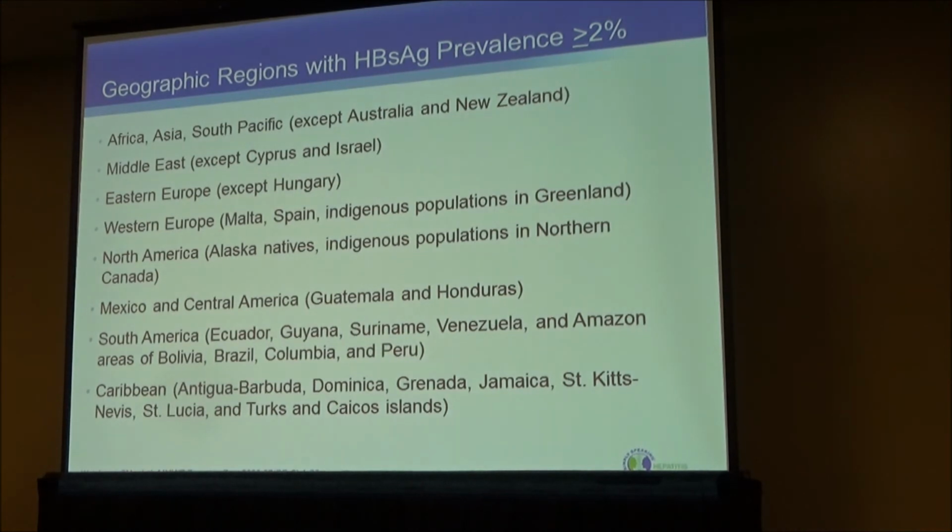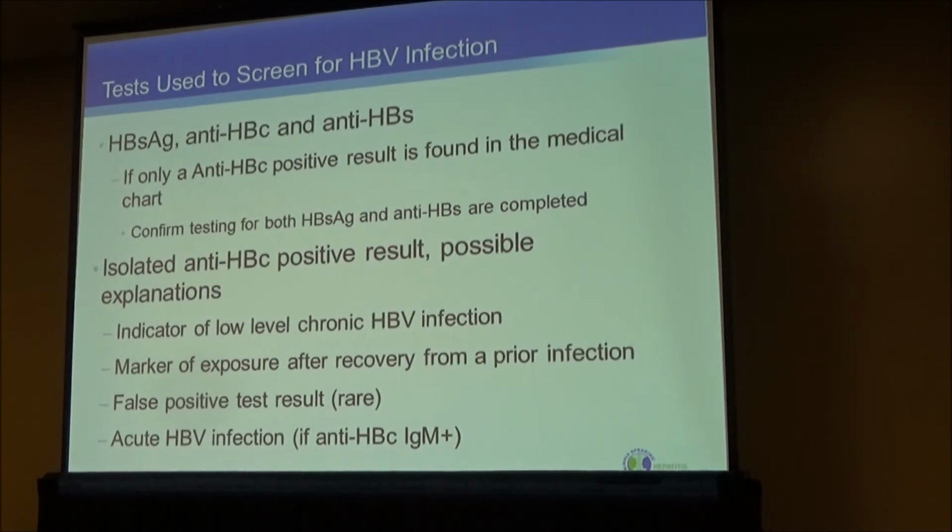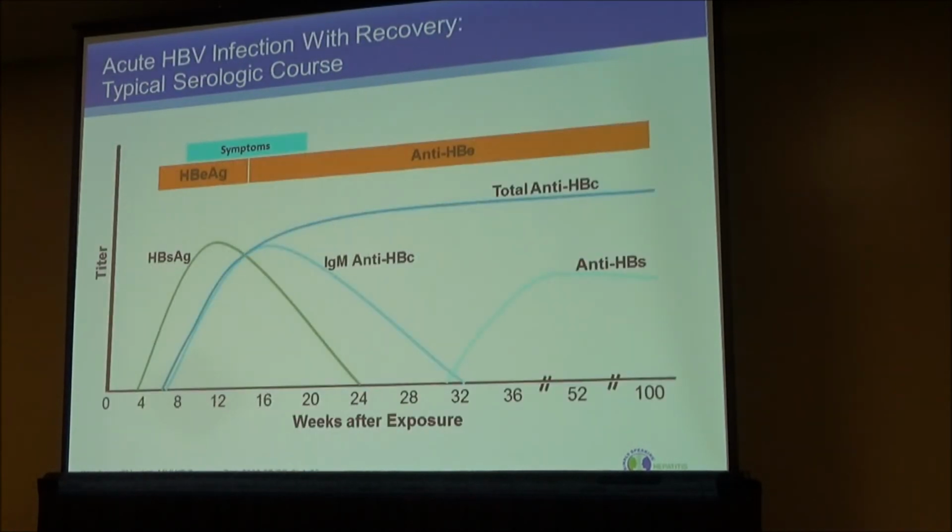Look at all these areas of the world with a surface antigen prevalence of over 2%. Most of the world, right? We're missing the US and Canada, although parts of Canada may have a higher prevalence, and parts of Western Europe, but basically, if someone's an immigrant, they get hepatitis B testing. We talked about what the tests are, what those tests mean. This is just a repeat on that. And then this talks about the different tests.